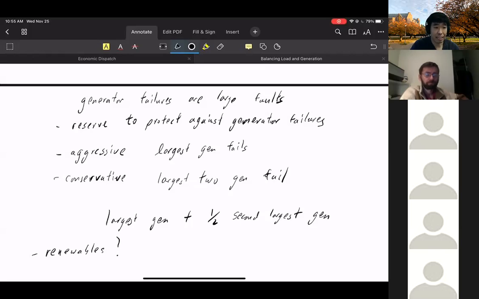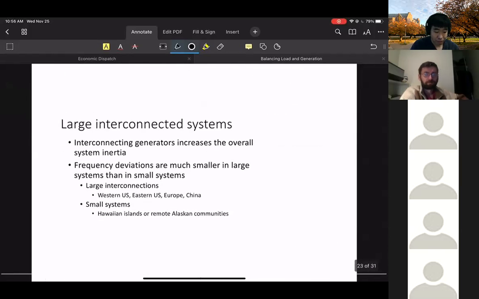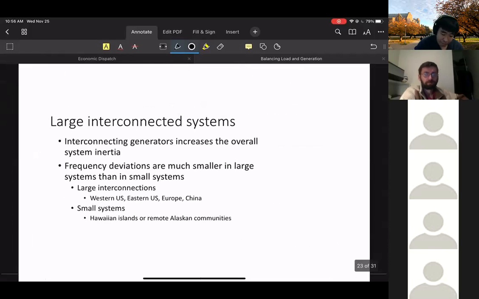Okay, so the rest of the class will look at some examples of when things go wrong, and what happens when things go wrong. Basically, we have two types of power systems you can think of. There's a large interconnected system and sort of smaller systems.